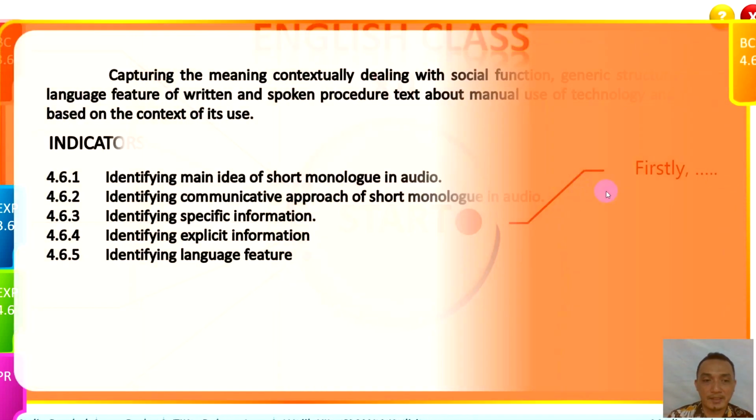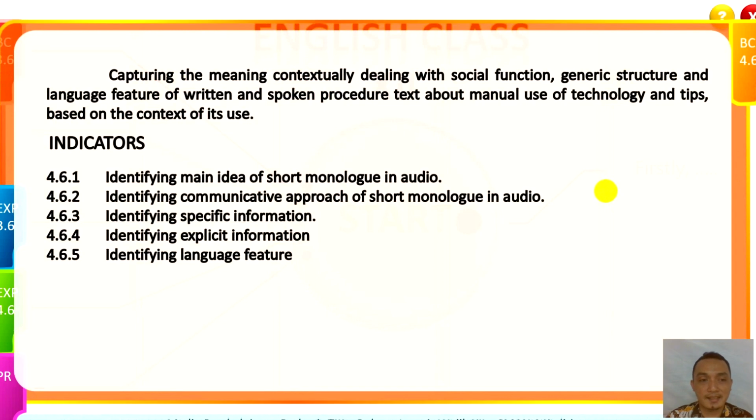Now we go to 4.6, which relates to the psychomotor skill. The content is capturing the meaning contextually, dealing with social function, generic structure, and also language features of written and spoken procedure text about manual use of technology and tips based on the context of its use. There are some indicators that we should achieve. The first is identifying the main idea, identifying the communicative approach in a short monologue in audio, then number three is identifying specific, explicit information, and the last is identifying language features. Why are there so many indicators in 4.6? Because 4.6 is the basic competency in psychomotor skill, it starts with capturing the meaning. It means that you are trying to listen to the audio and then you answer some questions.